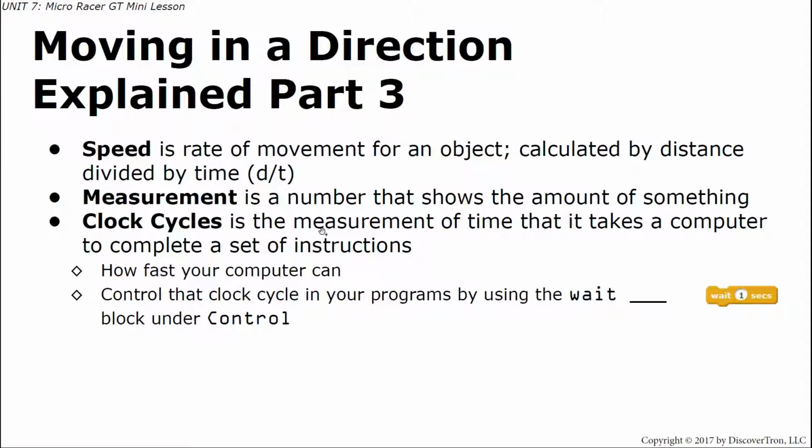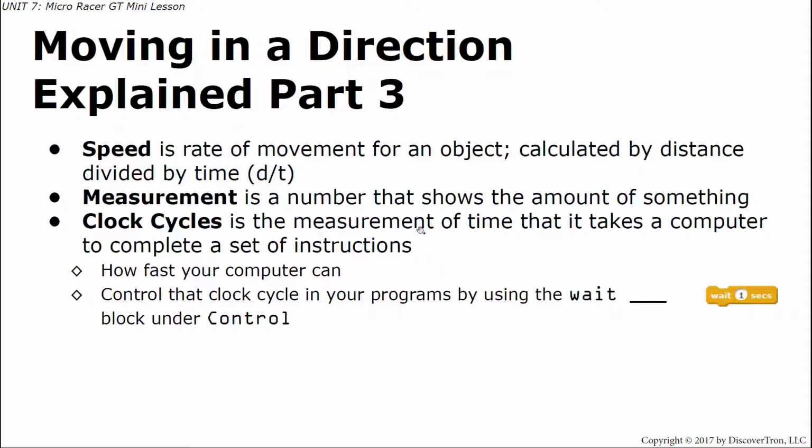And then the clock cycles, this is important. Okay, this is the measurement of time that it takes a computer to complete a set of instructions. So you may have a loop on your screen, or a repeat loop with moving a certain number of steps. You may have a very slow computer, and it may move slower than it would, say, on a computer that's very quick that was able to execute that program at a much faster rate. So just because it's something that you calculated speed-wise doesn't necessarily hold true once it runs on different machines. And there's a lot of game engines that can help you compensate for that difference. Scratch, we don't have that ability because we're just learning how to program.